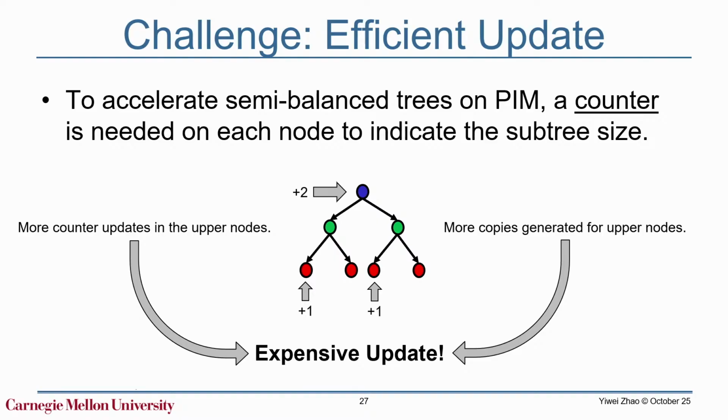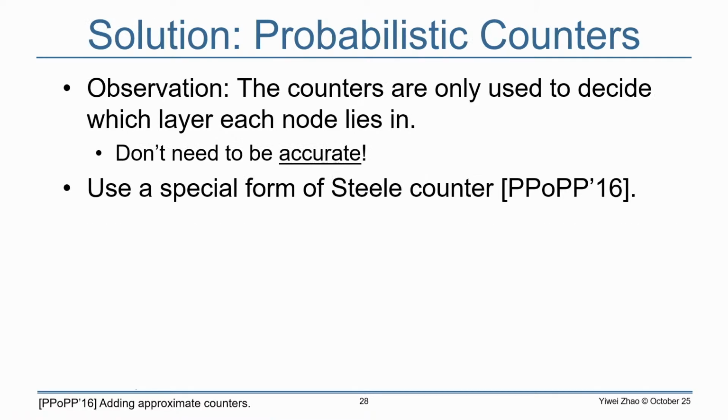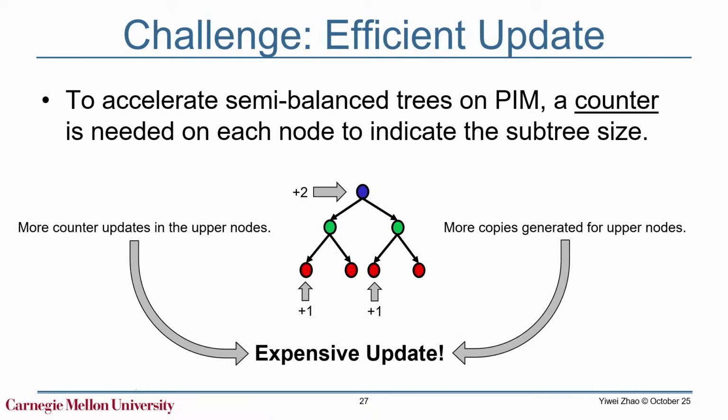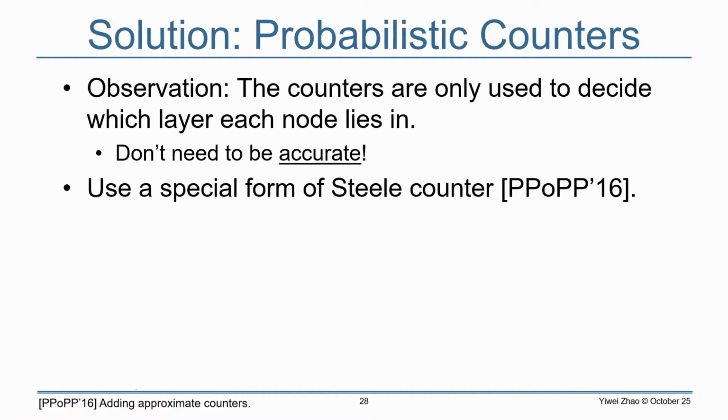On the other hand, the whole design principle of our PIM tree is that the more upper part of your tree it is, the more times we will replicate it. Because of these two properties, keeping these counters inside our direct PIM design is extremely expensive in terms of update cost, and we are trying to avoid that. The observation here is that these counters are not used for augmented value calculation. They are only used to decide which layer each node lies in. So typically, they don't need to be accurate.